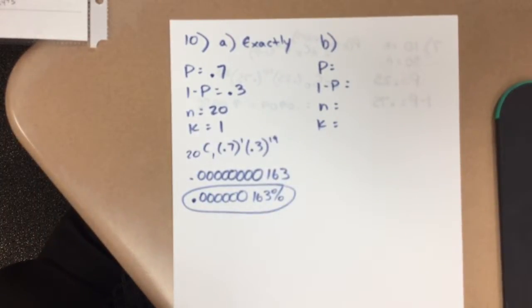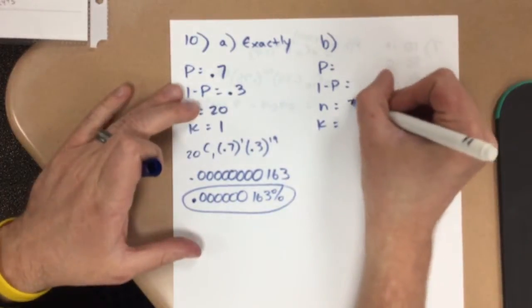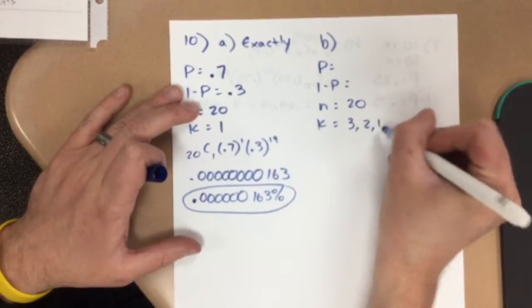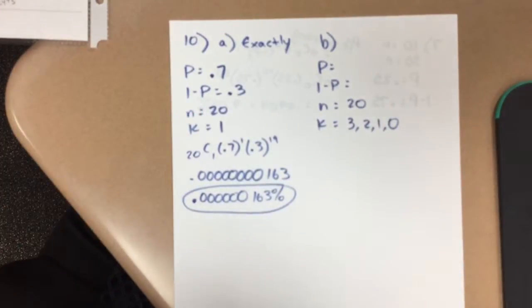Okay. Now, part B says, what's the probability that at most 3 students in the class of 20 are allergic to animals? Okay, so now we're not talking about owning a dog or anything. We're talking about allergic to animals. So my N is still going to be 20. At most 3 would be 3, 2, 1, or 0. 3 is the most it could be, or less. Okay, so I'm going to have different values for K. I'm going to have to add these together.